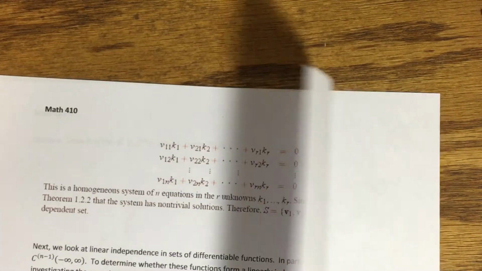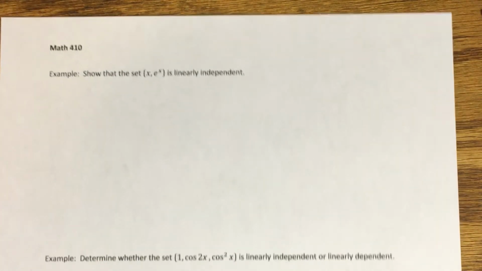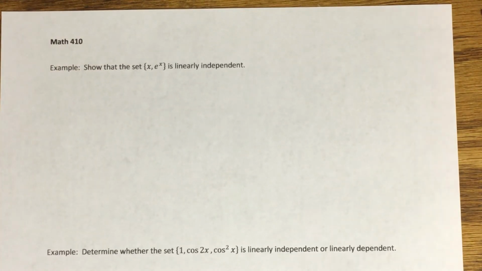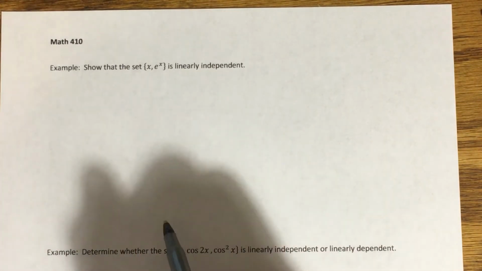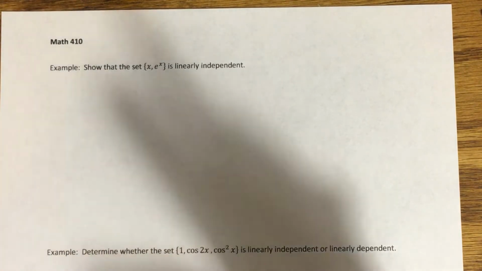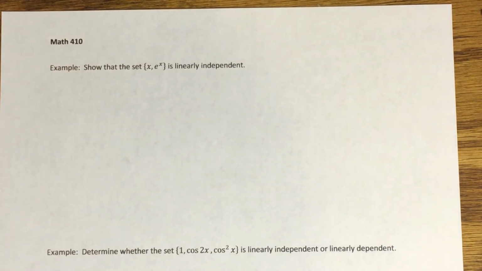So let's use that in an example or two. Okay, I want to start by showing that the set containing just these two functions, x and e to the x, is linearly independent. Now, both of those functions are infinitely differentiable, so they're functions that I could use this with.